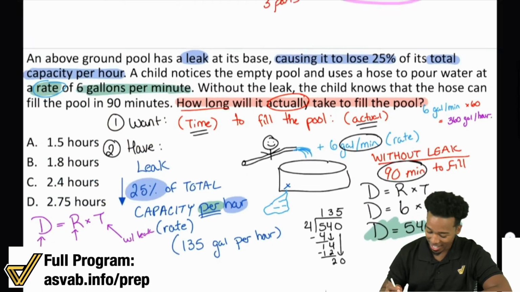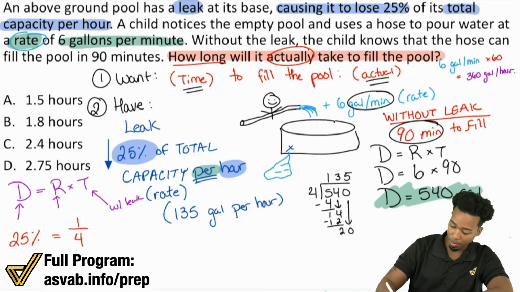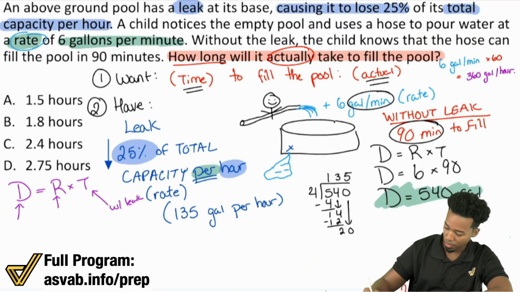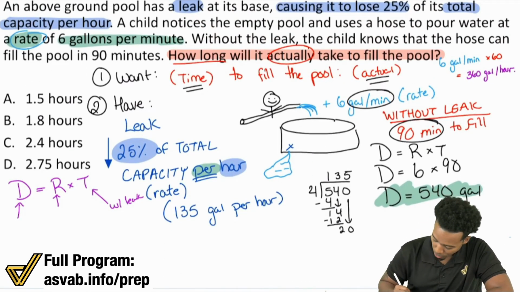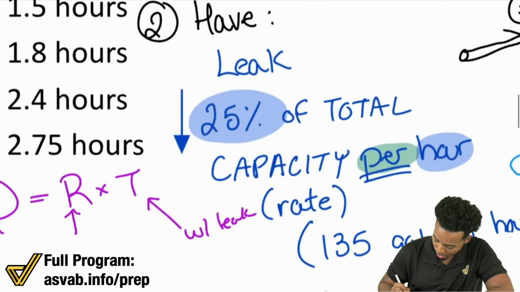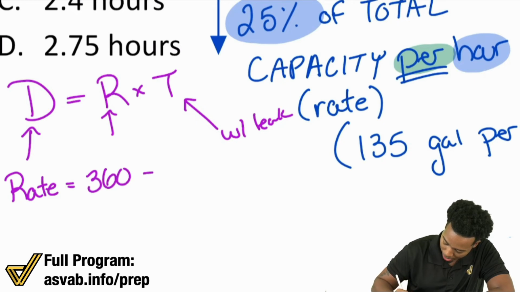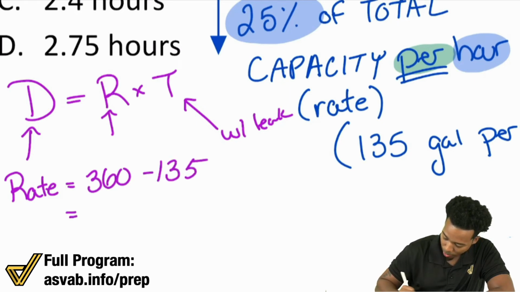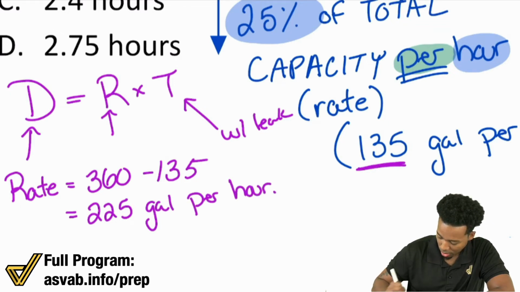There we are. So this is a lot, right? It feels like a lot, and that's why this is a challenge question. So with that said, let me move this out of the way. Let me move this over here somewhere. And then from here, what we're going to do is find the total rate. So my rate is going to be this, right over here. Rate equals the 360 gallons per hour minus the 135 gallons per hour that we have right over here. And that's going to give us 225 gallons per hour. Okay, great.